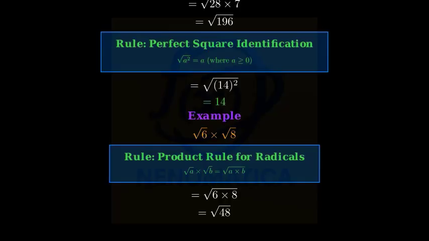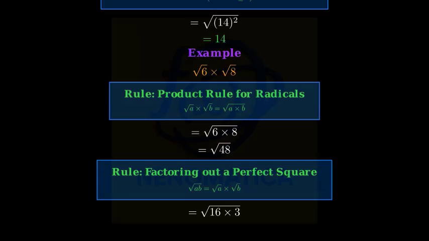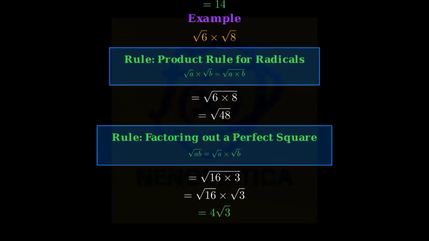For this problem, we don't have a perfect square yet, so we need to look for the largest perfect square that divides 48. We can factor 48 as 16 times 3, where 16 is a perfect square. Using the product property of radicals in reverse, we can write this as the square root of 16 times the square root of 3. The square root of 16 equals 4, so our expression becomes 4 times the square root of 3, which we write as 4 root 3.